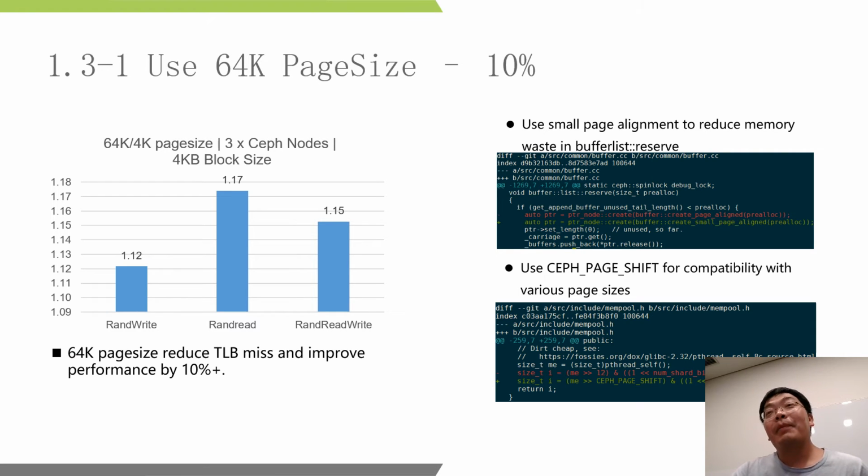Here we introduce the optimization of 64K page size. Compared with 4K, 64K page size reduces CPU TLB misses and improves performance by about 10%. CentOS has 64K by default on aarch64 systems. Other OSes need to compile the kernel for support.